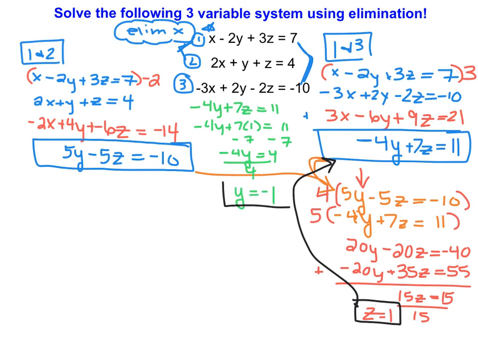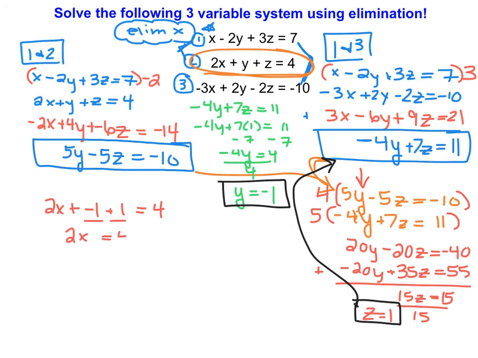So I've now found my second variable. And then I'm going to take both z and y and plug it back into one of my original equations. It doesn't matter which one I pick. I'm going to pick this middle one because it contains all positive numbers and I prefer to deal with positive numbers. So now I'm going to write that down here. So I have 2x plus my y value of negative 1 plus my z value of 1 is equal to 4. So I have 2x, well those two added together equals 0, so it's 2x equals 4. Divide both sides by 2, and I find that x is equal to 2.